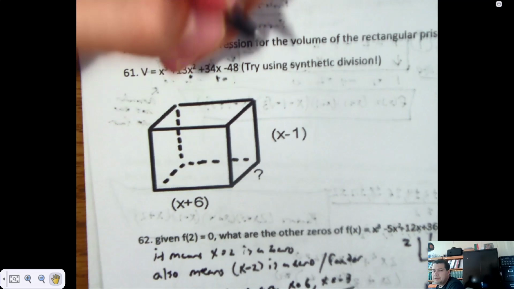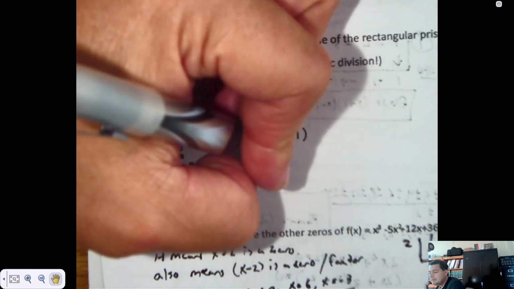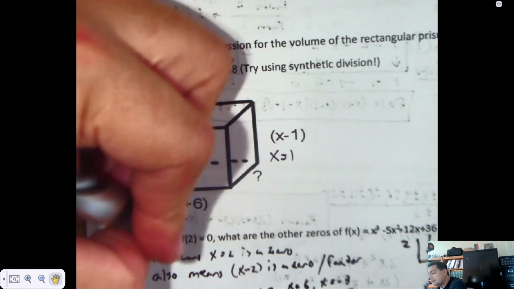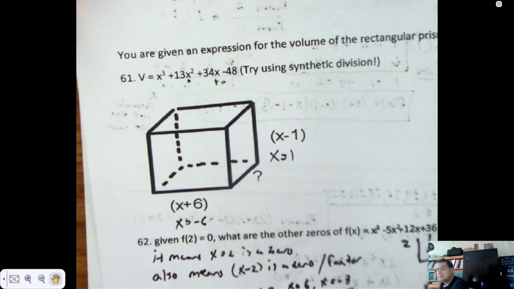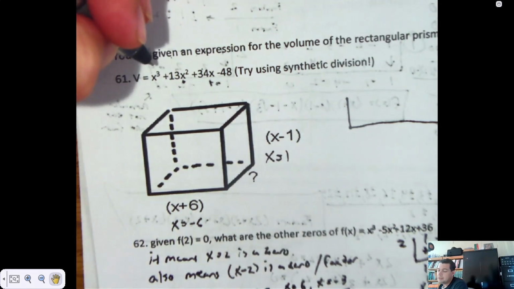So we're going to use synthetic division, and I gave you two of the sides. If a side or factor is x minus 1, then x is 1. If a side or a factor is x plus 6, then x is negative 6. Anyways, the hint is to try using synthetic division.